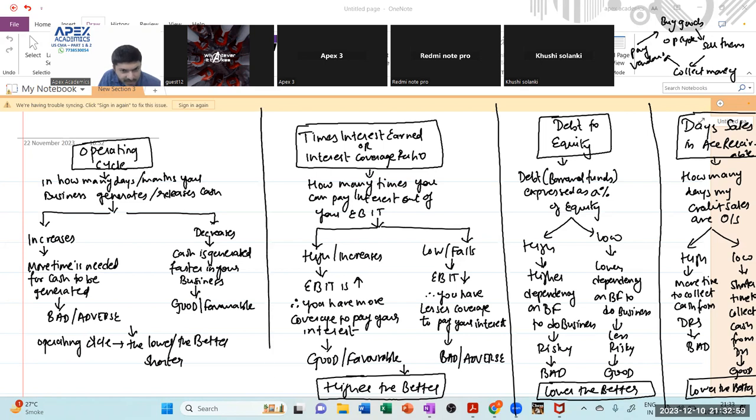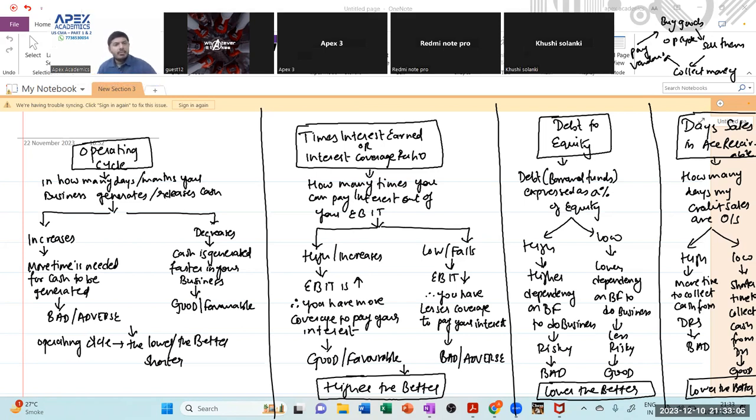Everybody agrees with my statements? These are your four ratios. These are your four concepts. Please take a screenshot of this. Taken? Screenshot is taken? Yes, sir.